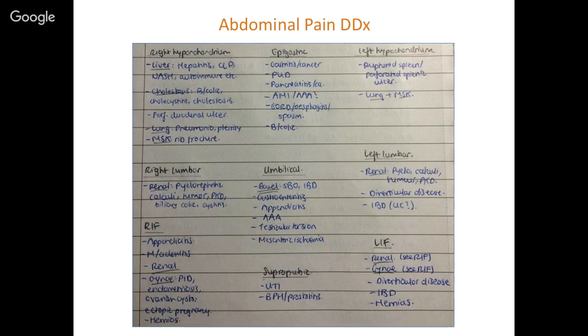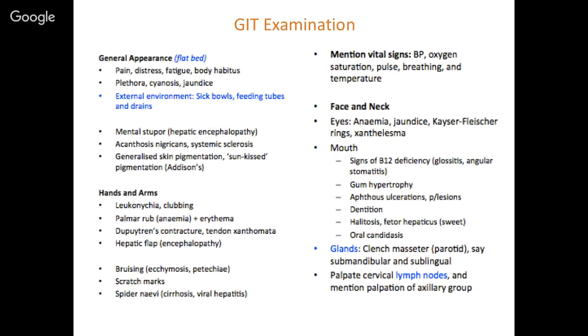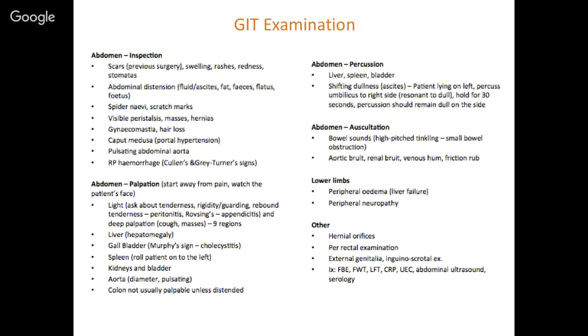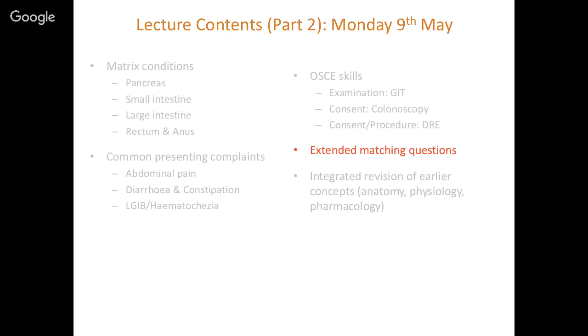Abdominal pain, there's my differential list for abdominal pain. You can read it over in your own time. And how to do a GIT exam, which hopefully you're all getting good at by now. If not, start getting good at it, because Huskies will be here before you know it. We'll just go through a few questions to finish.